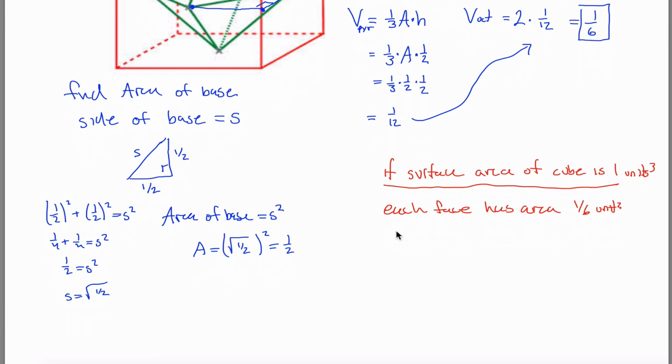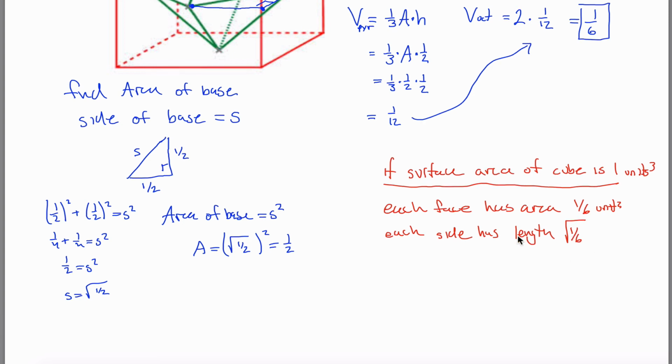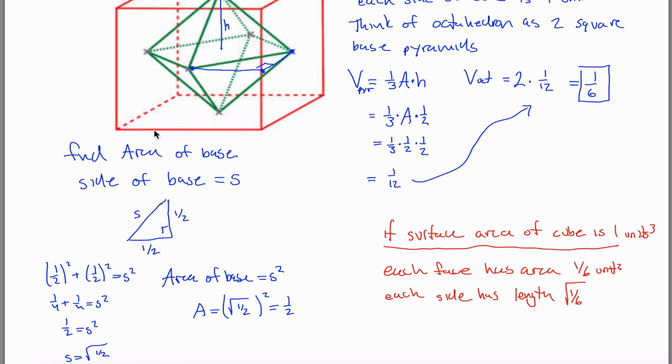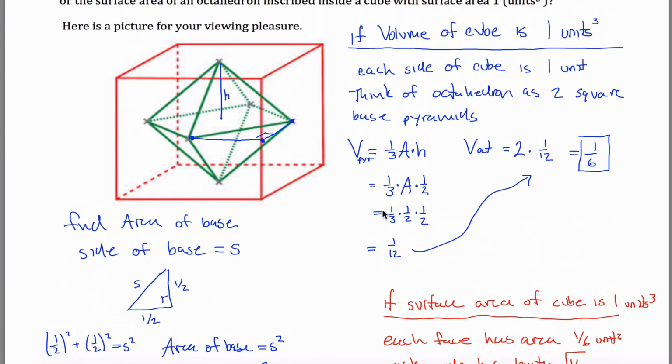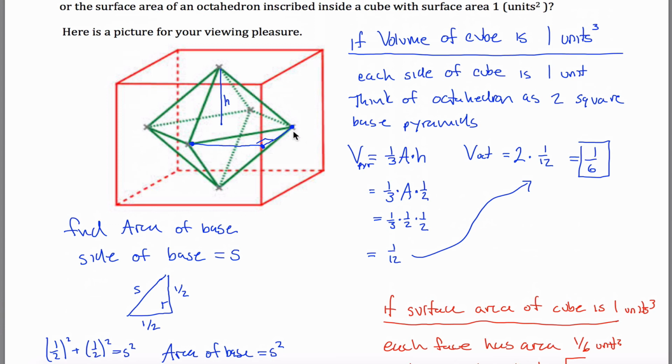If each face has an area of 1/6, each side has length the square root of 1/6. Because each face is a square, so if this is the square root of 1/6 and this is the square root of 1/6, then when I multiply those together, I get 1/6, the area of each of the faces. So each side has length square root of 1/6. So I know that the length of one side of my cube is this number. But what I want to know is about the octahedron. I want to know about its surface area. Well, if I could figure out the length of one of the sides of the octahedron, I'd be in good shape.